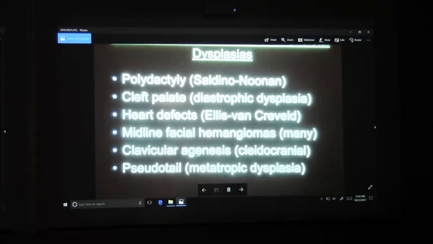And we talked about cleidocranial dysostosis, the clavicular agenesis. There's now maybe 10 disorders of clavicular agenesis. But again, that's a lot less than the hundreds that you have to consider if you don't have that feature. And there are no human tails, by the way, but there are things that look like tails. They're called pseudotails. And metatropic dysplasia has a high frequency of pseudotails, which is a prominence of the lower spine that juts out and looks a little bit like a tail. And there are many other useful features as well.